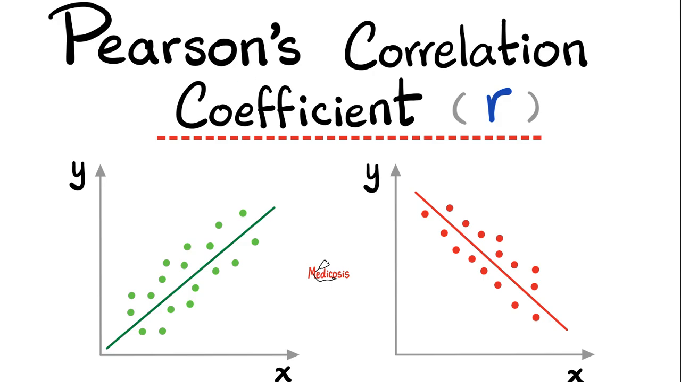Today, we will dig deep into the Pearson's correlation coefficient, usually referred to as lowercase r. What does correlation mean? It means a relation between two variables or two data sets. Here's one variable, here's the other variable, here's the relation between the two. It could be a positive correlation or a negative correlation.